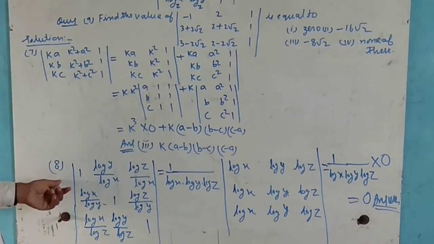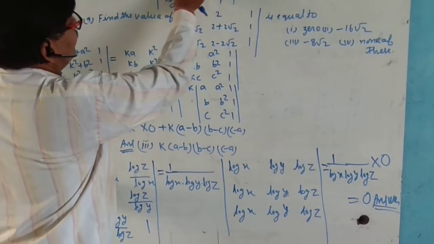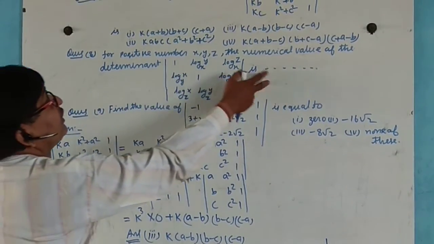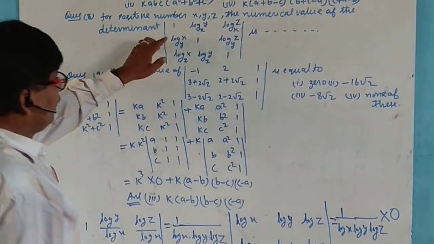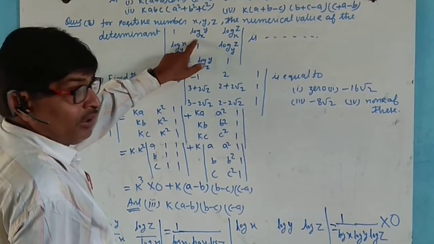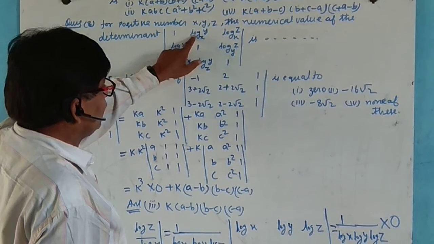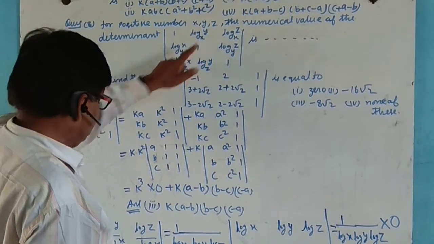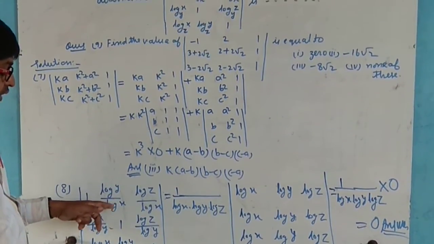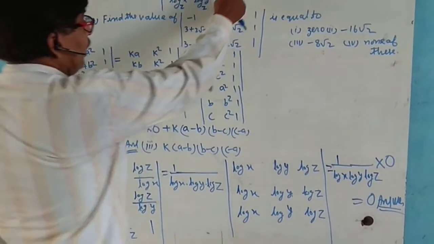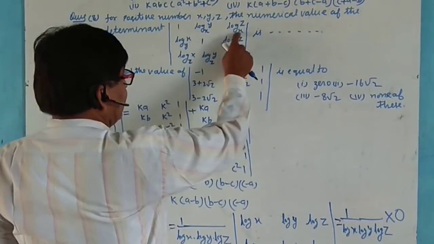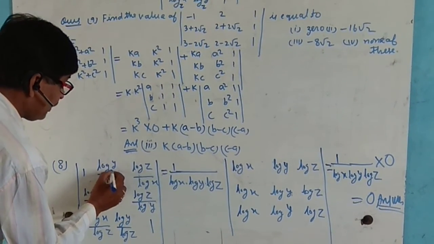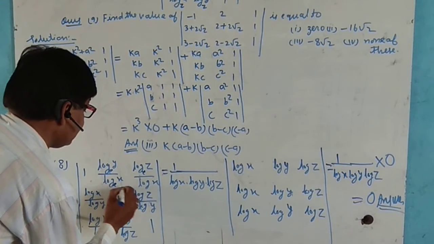Now question number 8 here, for positive numbers x, y, z, what is the numerical value of the determinant? Now this can be written as log y by x if you change the base, so that log y base e divided by log x base e. On the basis of e, not written here, so this is log z base e divided by log x base e here. Now we can write in the form of base e.